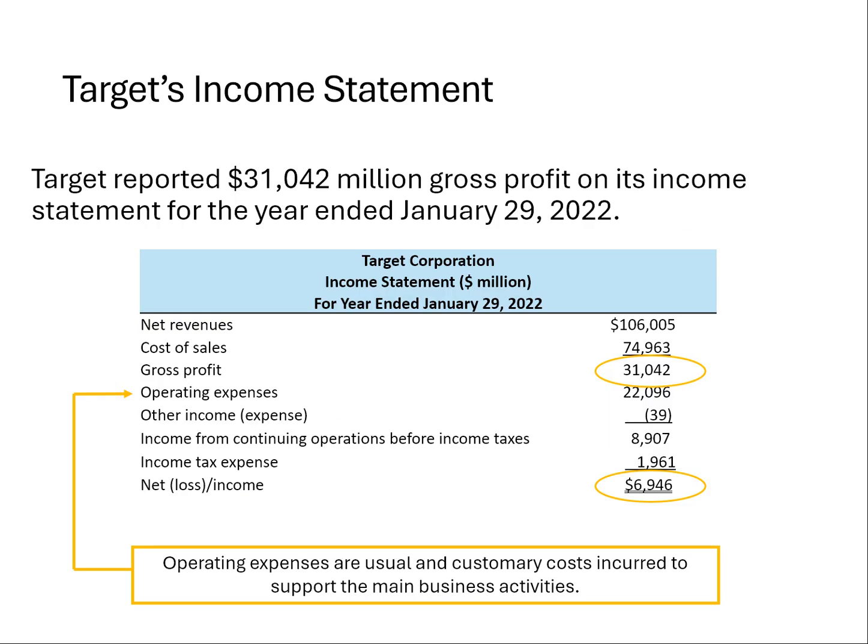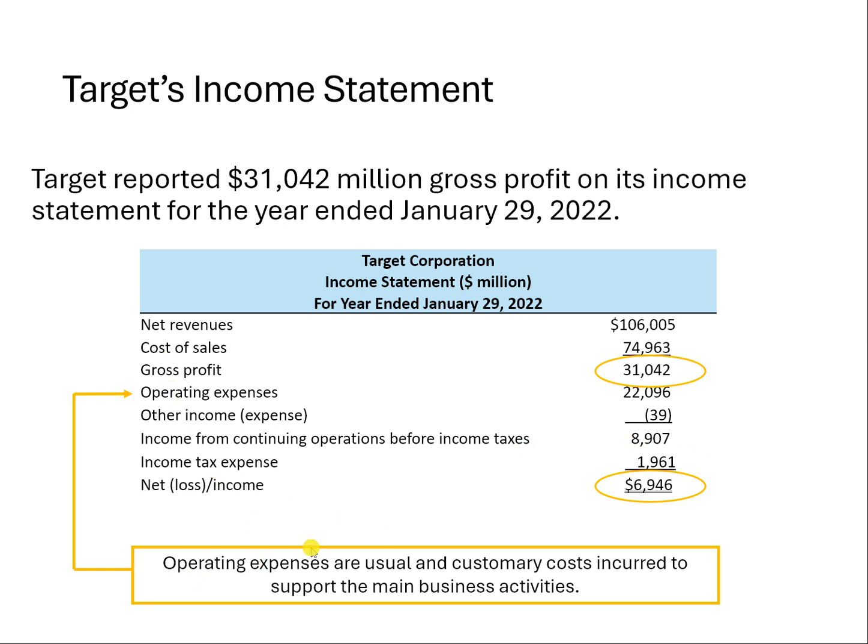And here we have the example of Target's income statement. Revenues less cost of sales, or cost of goods sold, it's the same thing, equals gross profit. The gross profit is the first subtotal. Then we subtract the operating expenses plus other income or less any other expenses, equals income from continuing operations before income taxes.